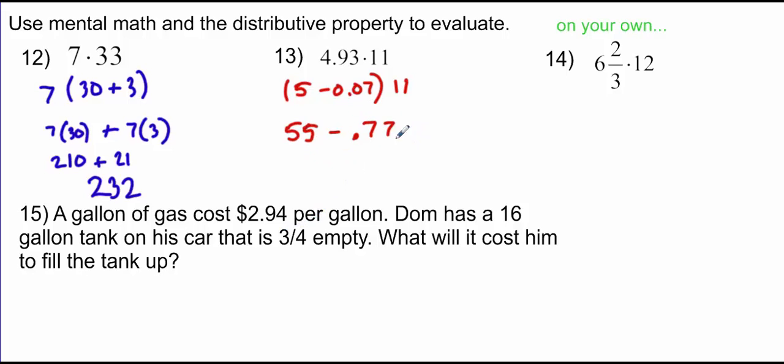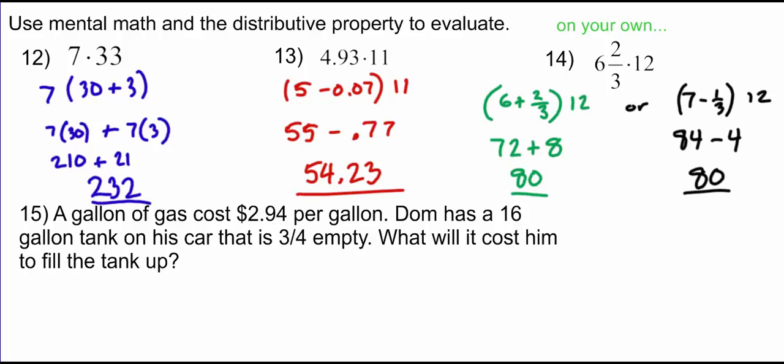And then when you think about this, 55 minus 77 hundredths, you're subtracting just a little bit less than 1, so it's going to be 54.23. All right, why don't you guys, again, pause the video and try number 14 on your own.